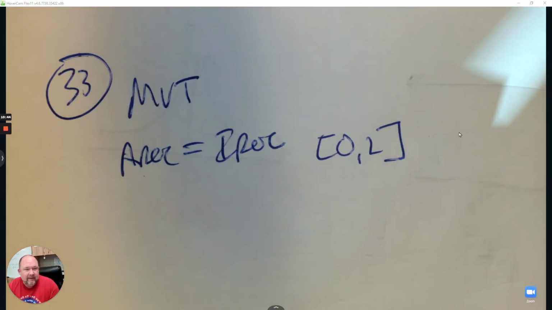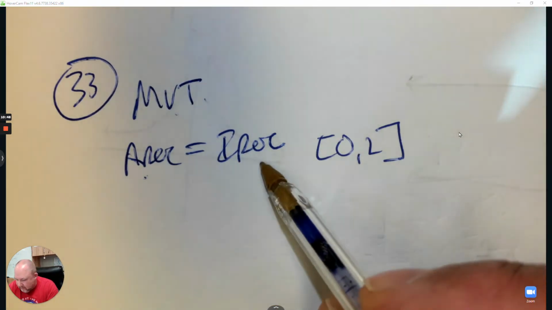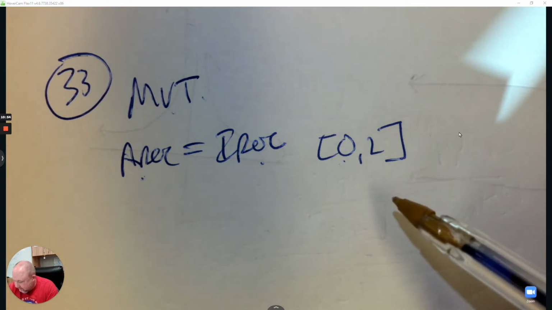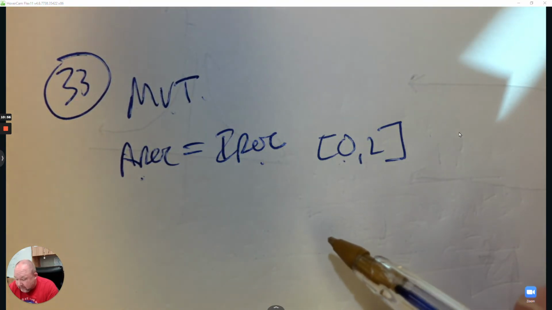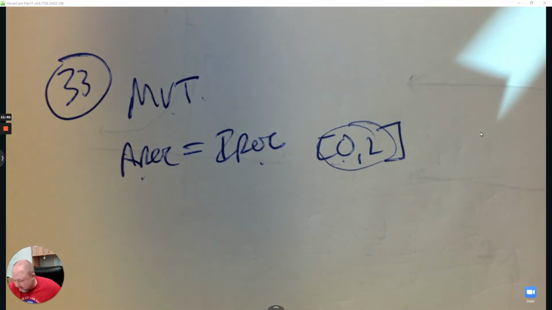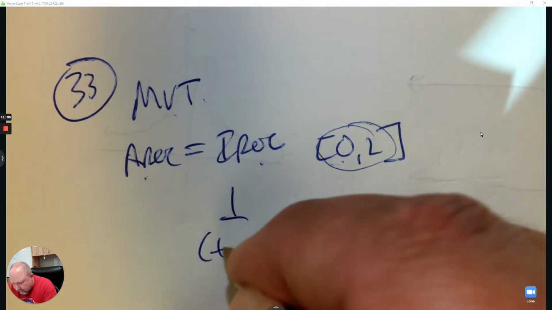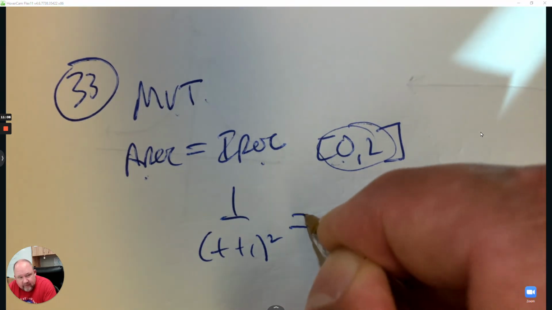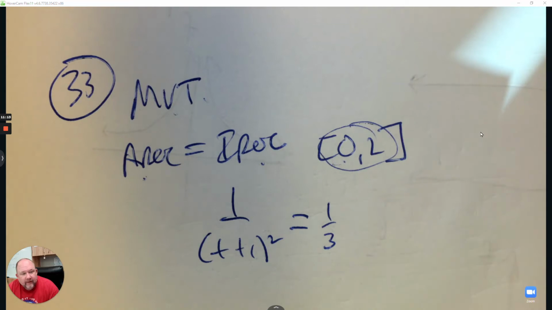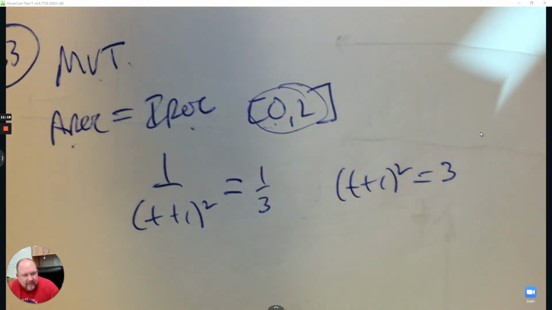In number 33, this is the mean value theorem. When does AROC equal IROC between 0 and 2? So there's a discontinuity at -1, but -1 is not between 0 and 2, so it works. And we already did most of the work. So the derivative is 1 over (t plus 1) squared. The AROC, which we already found from 0 to 2, is 1/3. Notice the numerators equal each other, so we can make the denominators equal to each other and then solve that.